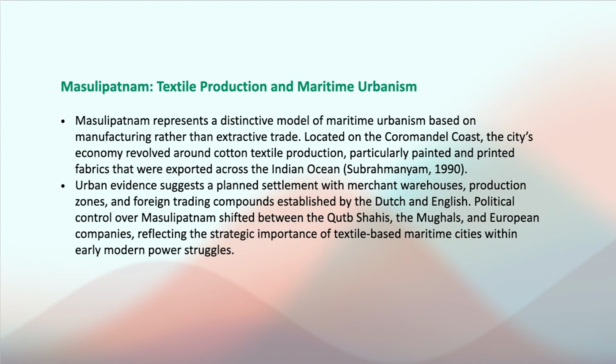The maritime center of Masulipatnam was also a textile production and maritime urbanized center and represents a distinctive model of maritime urbanism based on manufacturing on the Coromandel coast. Urban evidence indicates a planned settlement with merchant warehouses, production zones, and foreign trading compounds established by the Dutch and the English. Political control over Masulipatnam shifted between the Qutb Shahis, the Mughals, and the European companies.